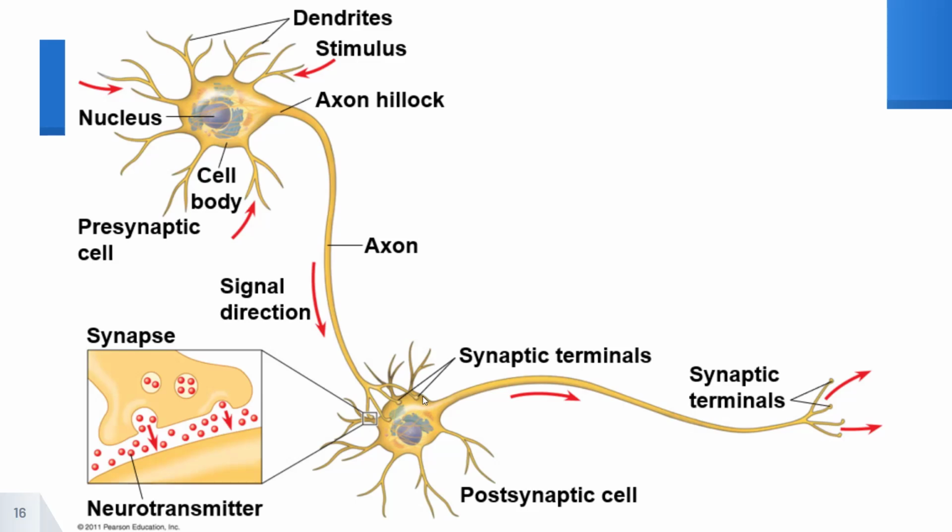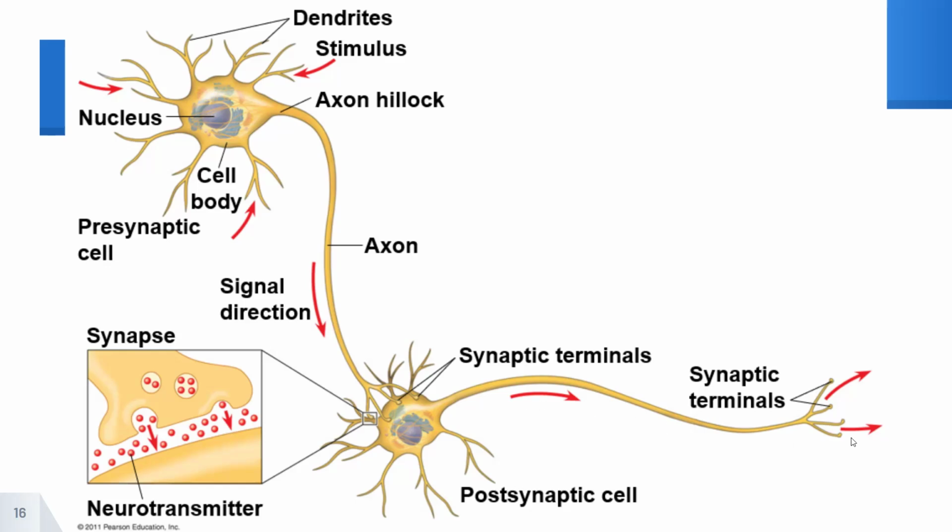And so the two neurons are not actually touching. There's a teeny tiny space between each of those neurons. And so that is called a synapse, the gap or the space between neurons. And then the chemical message is going to be sent across the synapse, and that chemical message is called a neurotransmitter. So a signal is going to go in one direction. It's going to be picked up from the dendrites, it's going to go down the axon, and then it's going to go across the synapse to the next neuron.